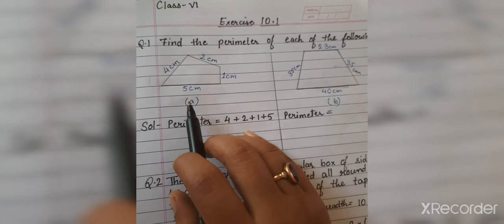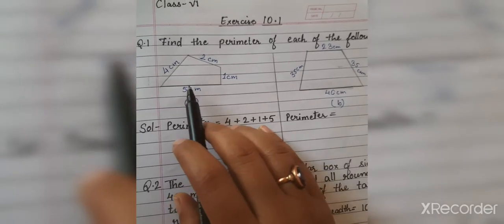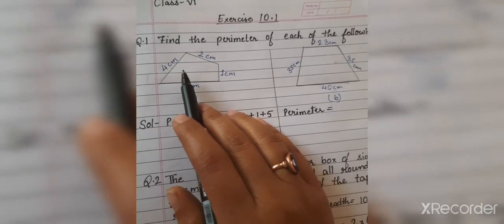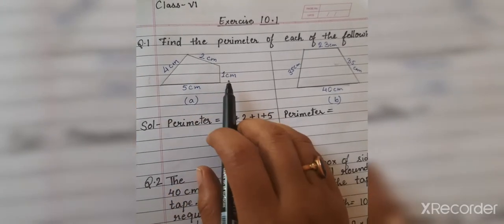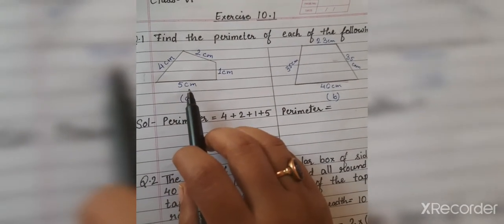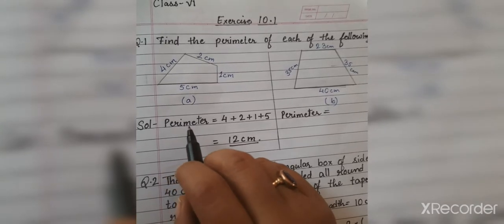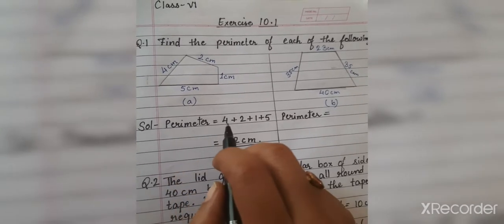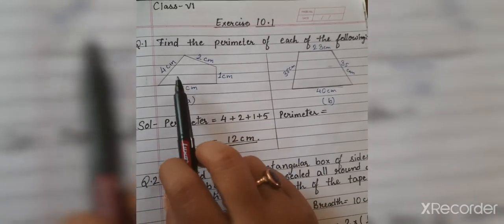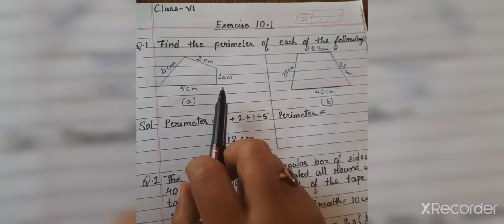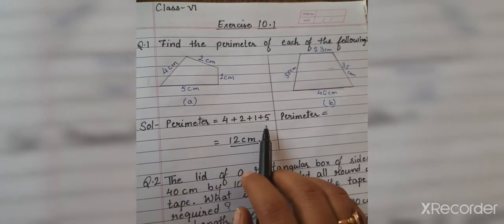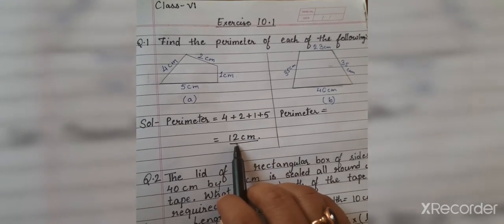So question 1, the first figure. You can see here it is a quadrilateral having 4 centimeters, 2 centimeters, 1 centimeter and 5 centimeters as its sides. For finding the perimeter, you have to write perimeter equals, and write all the sides in proper sequence: 4 plus 2 plus 1 plus 5, and you will get 12 centimeters.